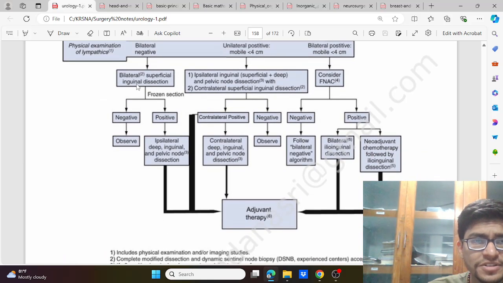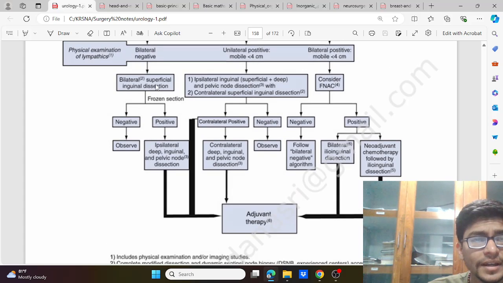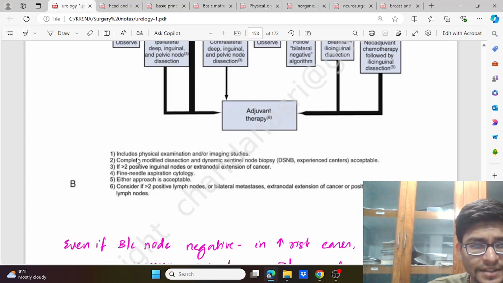So this bilateral superficial inguinal lymph node dissection, which we are going for in the bilateral negative case, we have a point that a complete modified dissection with dynamic sentinel biopsy is even acceptable. So modified dissection or dynamic sentinel node biopsy, that is DSNB, which we are seeing from above, is also acceptable.